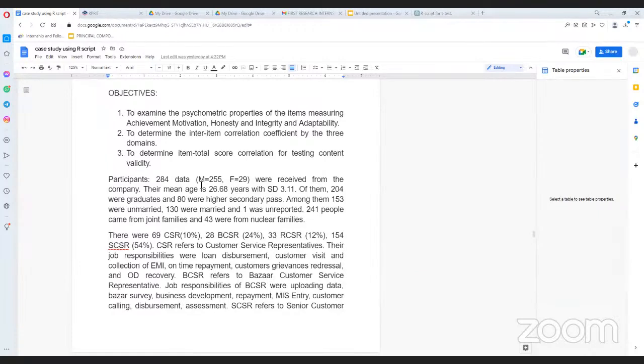Now, objectives: to examine the psychometric properties of the items measuring achievement motivation, honesty, integrity, and adaptability; to determine the inter-item correlation coefficient by the three domains; and to determine item total score correlation for testing content validity.